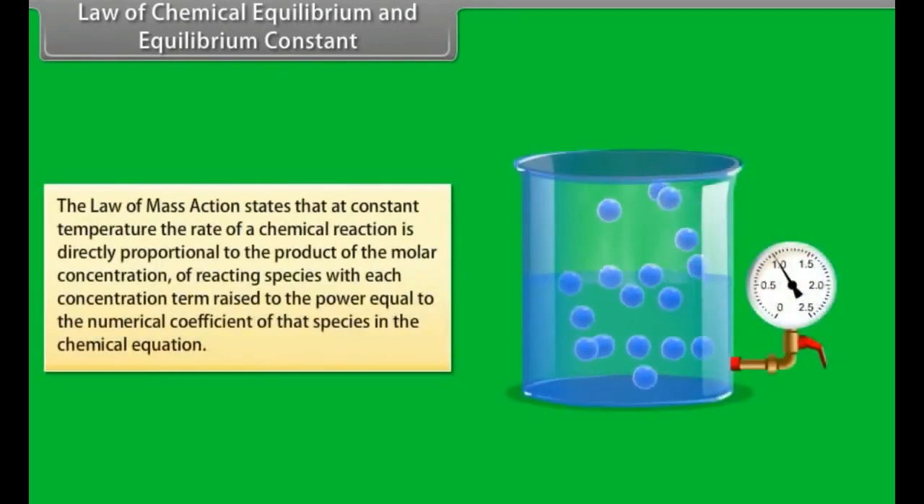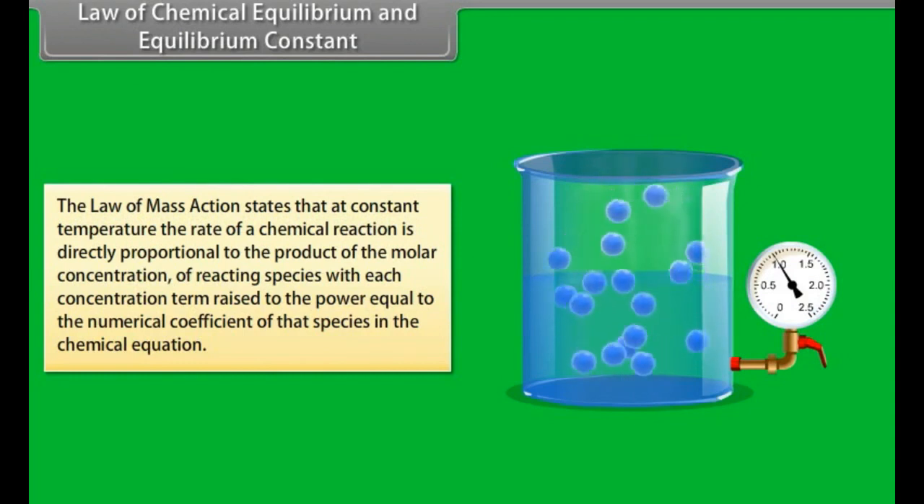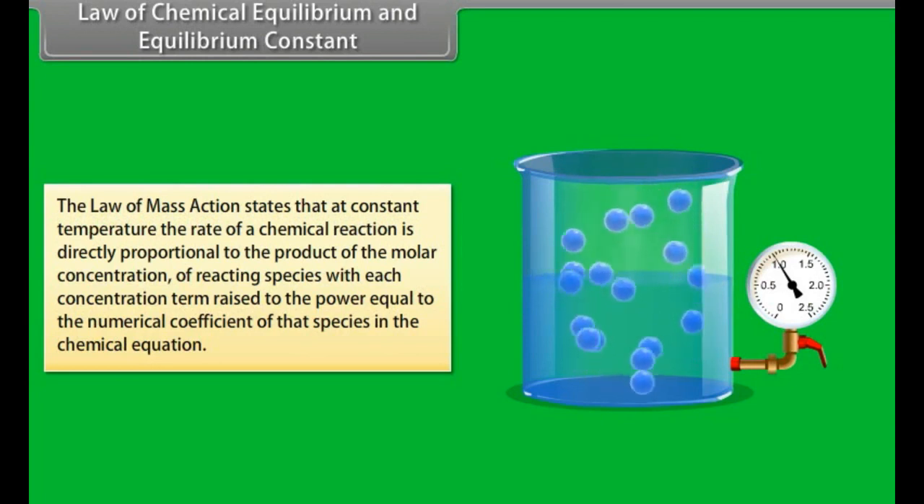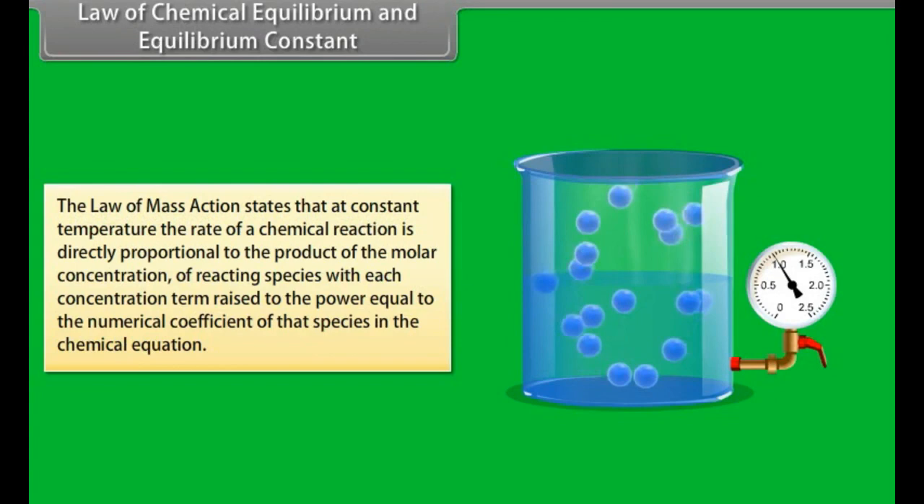Law of chemical equilibrium and equilibrium constant. The law of mass action states that at constant temperature, the rate of a chemical reaction is directly proportional to the product of the molar concentrations of reacting species, with each concentration term raised to the power equal to the numerical coefficient of that species in the chemical equation.